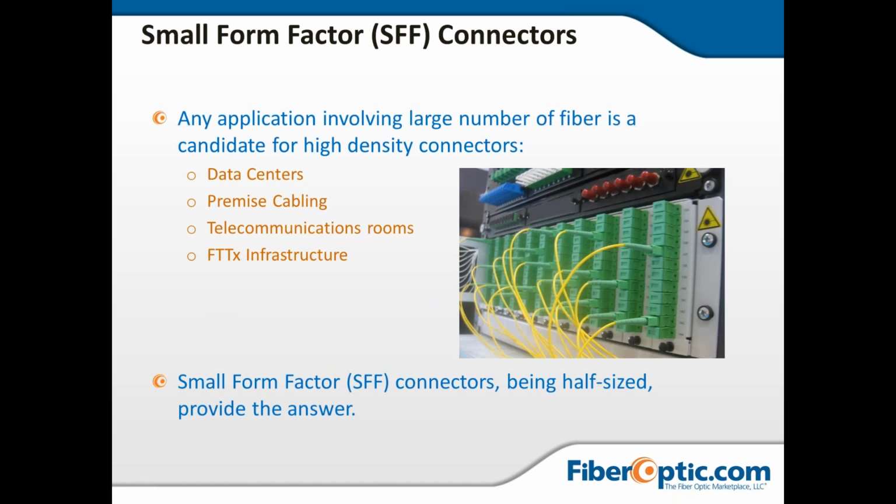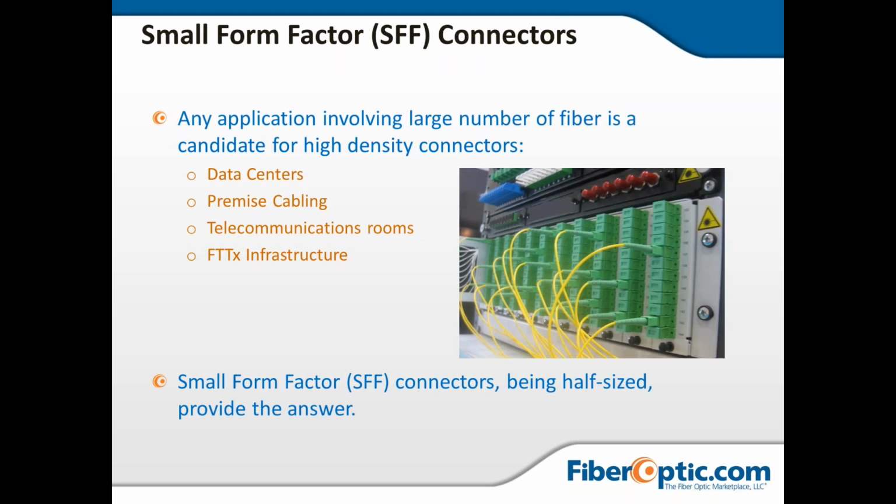The SFF connectors. Any application involving a large number of fibers is a high candidate for high density connectors. You've got to go smaller. There's only a certain amount of room. In cities where there is just no more room to put this infrastructure, you have to save on size. So you go from 2.5 millimeter to 1.25 millimeter. Amazing that in maybe 5-10 years we'll go from 2.5 or 1.25 to even less than that.